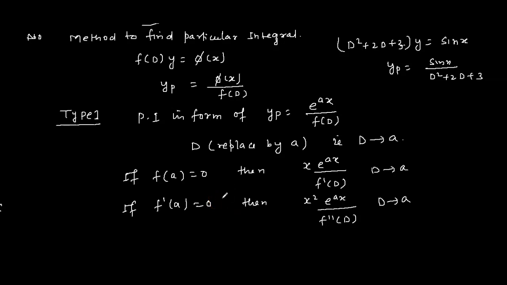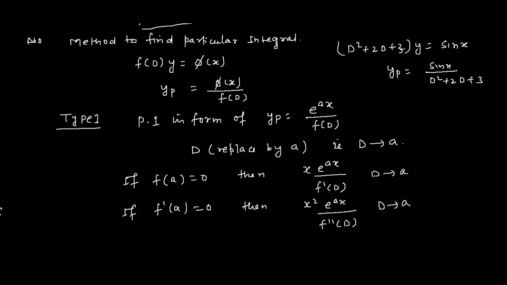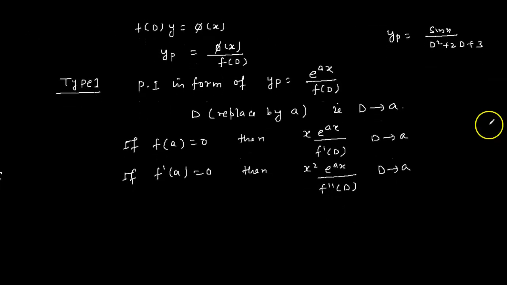Any doubts so far? No? So just copy down what I wrote, because this is important. Keep in mind, if you replace and you got 0, nothing to do, whatever is given, just multiply by x and differentiate the denominator with respect to D once, and then replace D with a in whatever value comes. If again 0, then again multiply by x, double differentiate the denominator, and replace D with a.